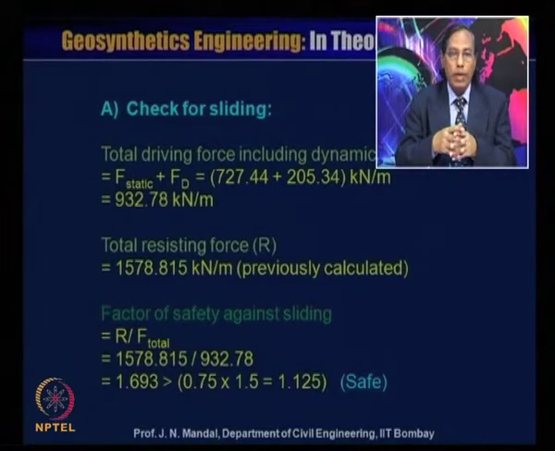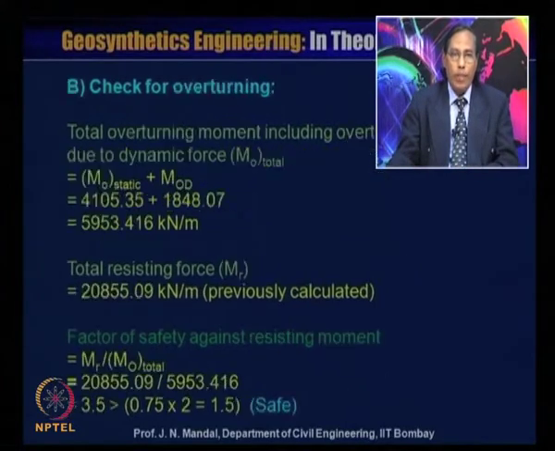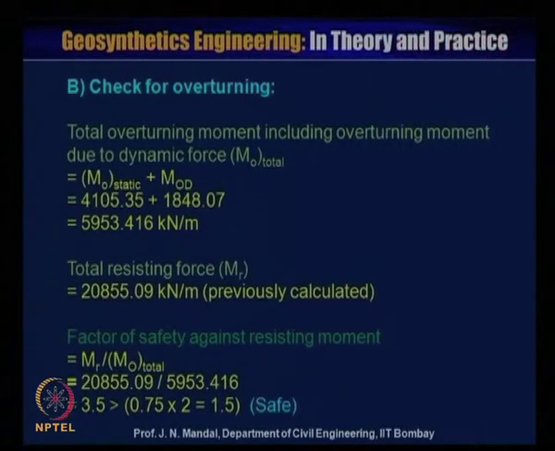So, factor of safety against sliding is equal to R divided by F total, that means 1578.815 divided by 932.78, that means 1.693, that is greater than 0.75 into 1.5, that means 1.125, that means safe. So, this is 75% of the factor of safety for the static case. So, it is satisfying the criteria. So, you have checked for the sliding. So, it is okay. Now, check for the overturning.